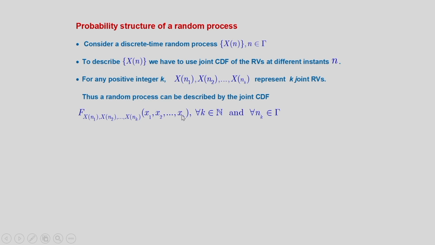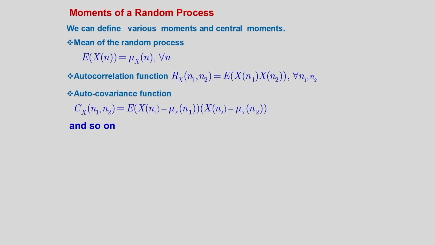Now, this CDF must be defined for all k belonging to N, because this index set is an infinite set. So, all possible values of k we have to consider. Similarly, this n1, n2 etc. we can place anywhere on the time axis. So, for all nk belonging to tau we have to consider. Therefore, all these considerations make the joint CDF characterization of a random process difficult. So, we have to have some simpler description of a random process.